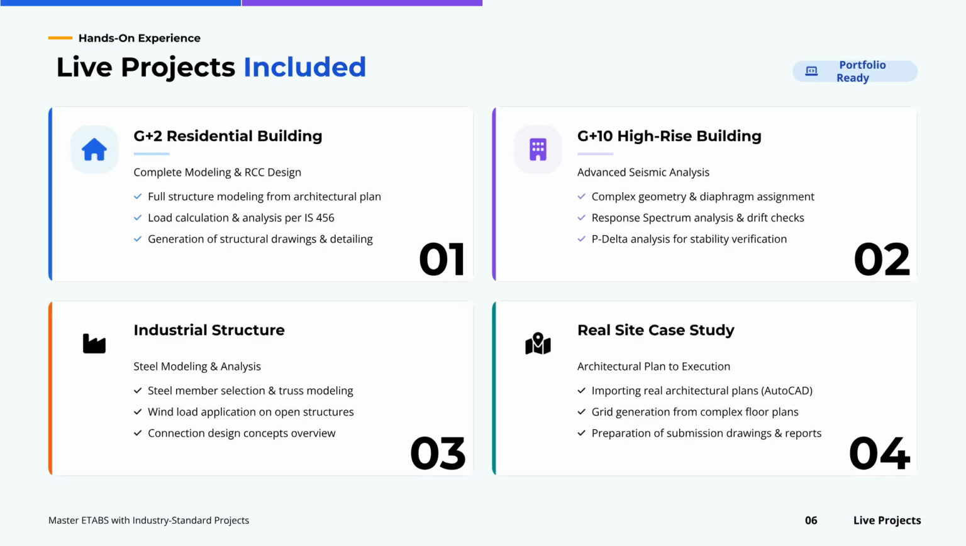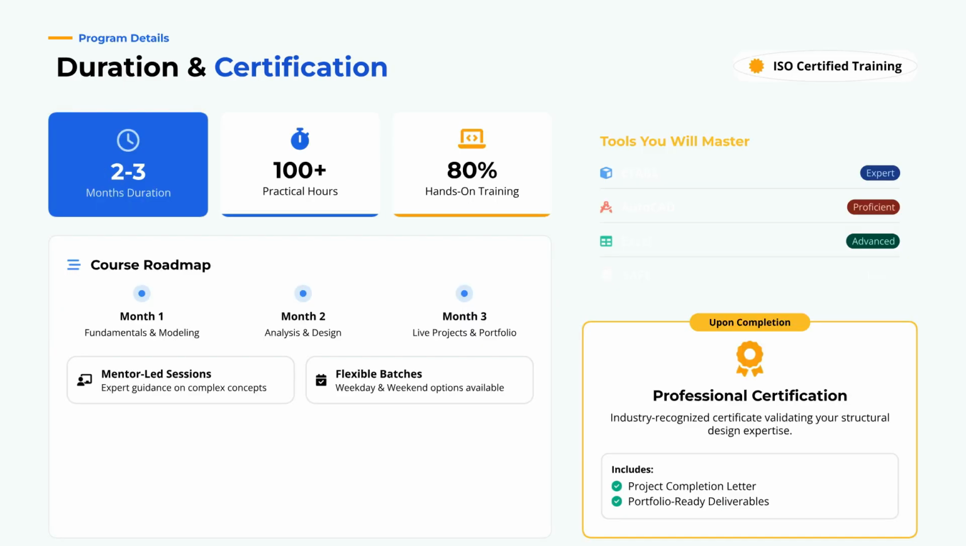The program includes extensive hands-on experience with live projects, preparing your portfolio. Projects include the complete modeling and design of a G+2 residential building and advanced seismic analysis of a G+10 high-rise building. You will also work on steel modeling of industrial structures and a real site case study from architectural plan to execution. This ISO-certified training lasts 2 to 3 months, with over 100 practical hours.